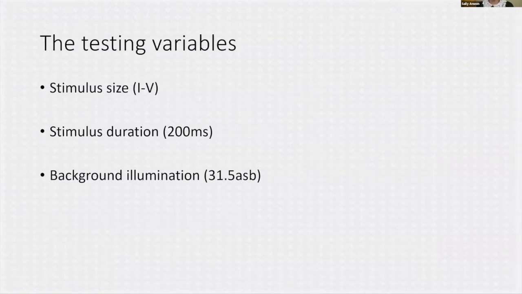The variables during the visual field testing: the size of the stimulus. For most times, the Humphreys visual field uses size 3, which basically refers to the diameter of the actual stimulus size. The duration, again, in most part, is 200 milliseconds for the Humphreys visual field, with a background illumination of 31.5 units of light. So these are preset in most tests, but again, we will look at those when we look at examples of actual visual fields.